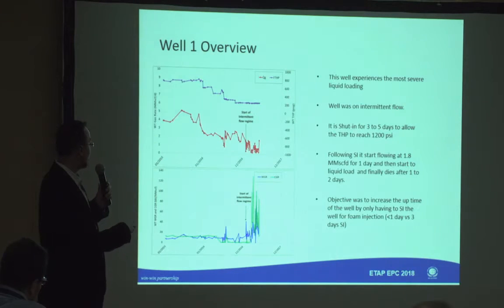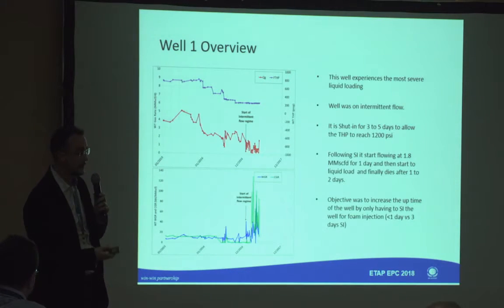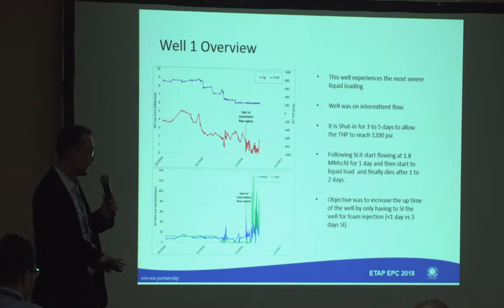And then we started doing what we call intermittent flow. So basically, we let the well flow, and then when it starts dying, we shut it in to enable the pressure to build up. And by doing that, the liquid is pushed inside the reservoir. And then after about 3 to 5 days, we open the well again, and the well starts producing at about 1 to 2 million scf per day.